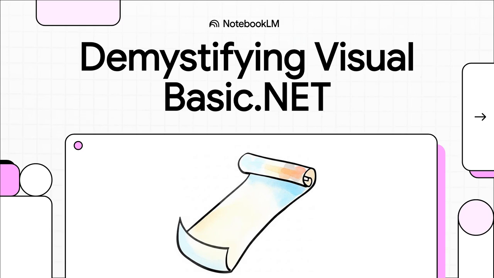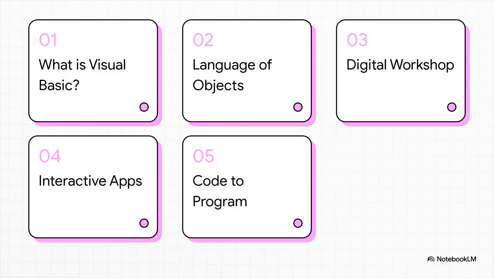You know, every single day we're clicking buttons, typing in boxes, and navigating through apps, and we never really think about it. But how does a click on a button actually do anything? Well, today we're going to pull back the curtain on a language called Visual Basic .NET and see the exact blueprint that makes our software tick. So here's our game plan.